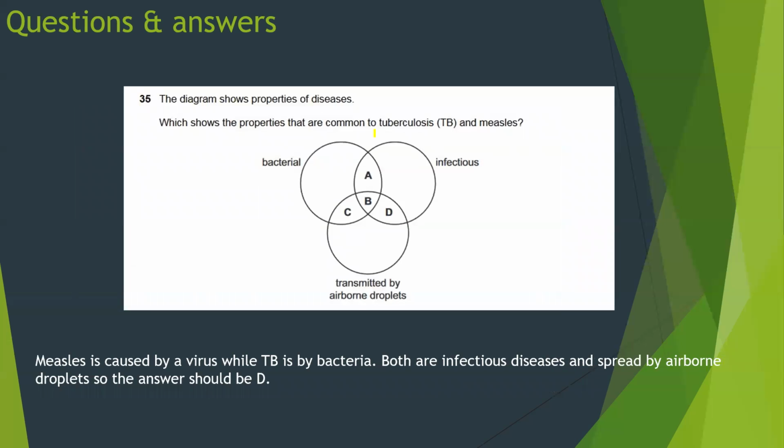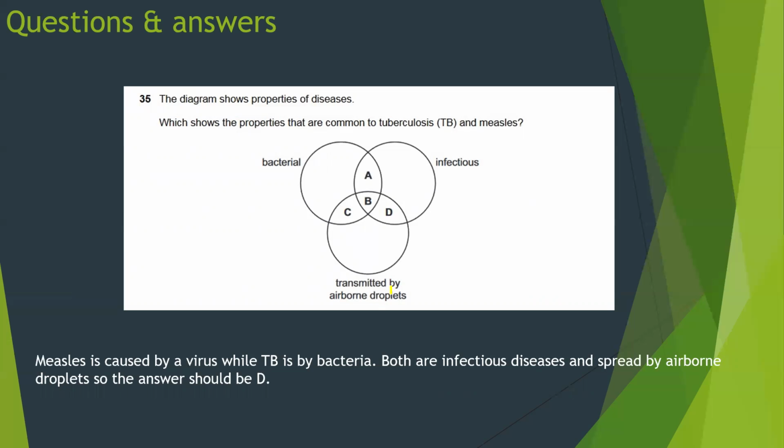So the next question. The diagram shows properties of a disease, which shows the properties that are common to tuberculosis, TB, and measles. It's one diagram with bacterial, infectious, and transmitted by airborne droplets. I'll give you a second to think about it yourself, and I'll explain.